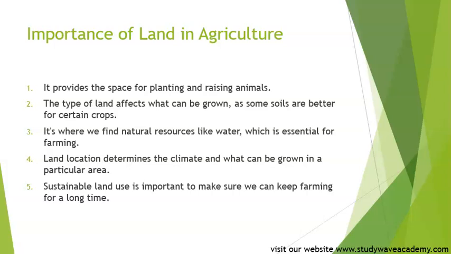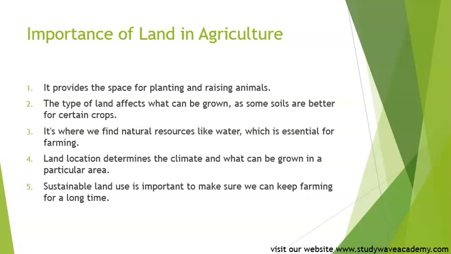Two, the type of land affects what we can grow, as some soils are better for certain crops. So some land is better for certain crops because of the kind of soil it has. Like some places are great for growing rice and others for growing potatoes. Three, it's where we find natural resources like water, which is essential for farming. Land comes with natural resources like water, which is super important for making sure plants and animals have enough to drink.